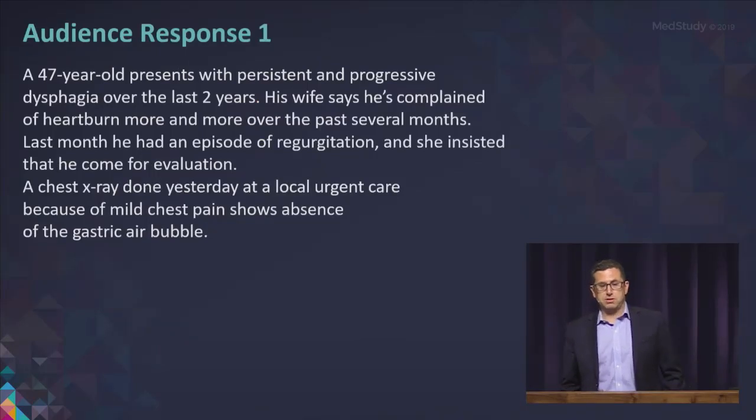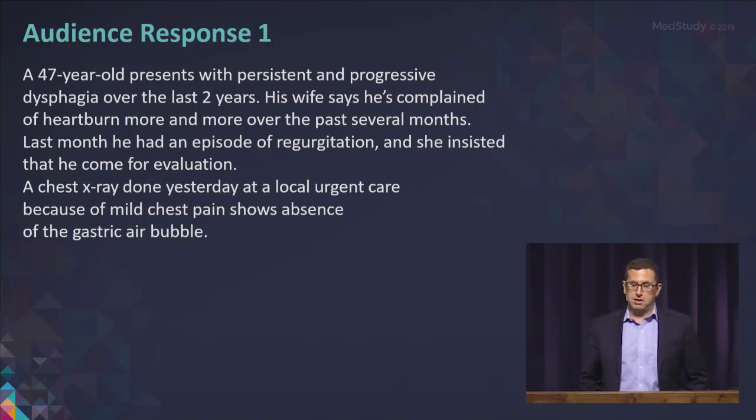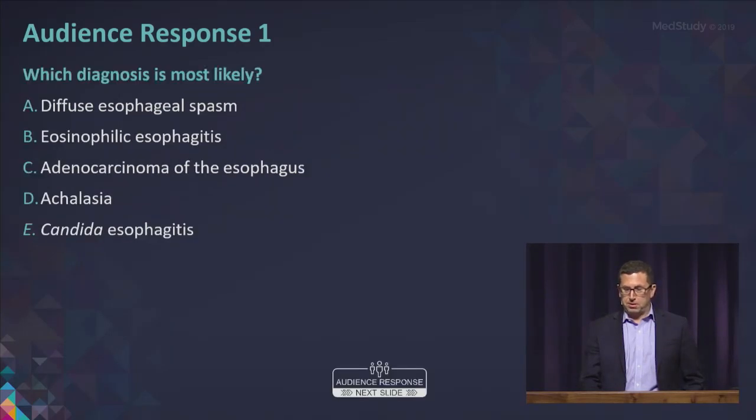So here's the first question. A 47-year-old presents with persistent and progressive dysphagia over the last 2 years. His wife says he's complained of heartburn more and more, and last month he had an episode of regurgitation, and she insisted he come in for evaluation. A chest x-ray at a local urgent care was done, and it showed absence of the gastric air bubble. Which diagnosis is most likely?